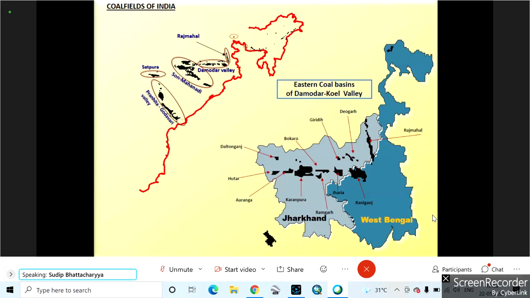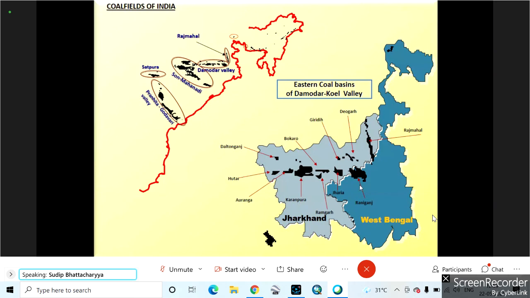Now here I am showing you the Eastern Gondwana coal fields. You see the Damodar Valley coal field and the Rajmahal coal field over there. Most of the coal bed methane and shale gas we are getting is from these Eastern Gondwana coal fields. In the Central Gondwana coal fields, at Sohagpur, we have also got CBM, and there is a specific reason for that.